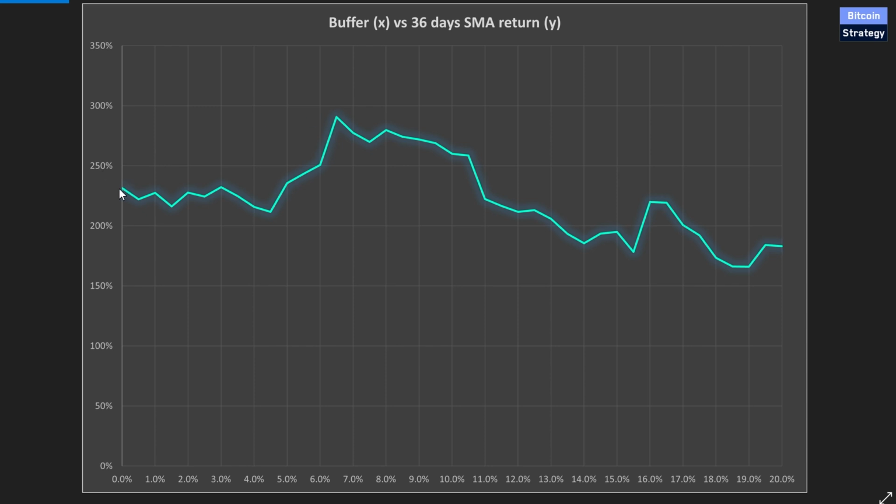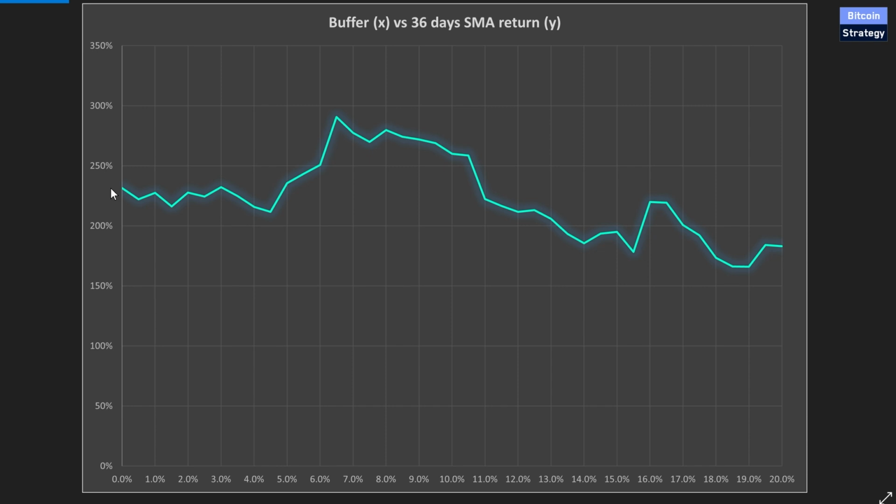So no buffer at all would have given us this return. Then if we just take a little bit of buffer, we would actually underperform slightly. Then once we are, say, between 5% buffer and 10.5% buffer, we outperform, and then everything above this, we again underperform. So we need to take a buffer somewhere between 5.5 or 5% to 10 or 10.5%. That's our green zone over here.